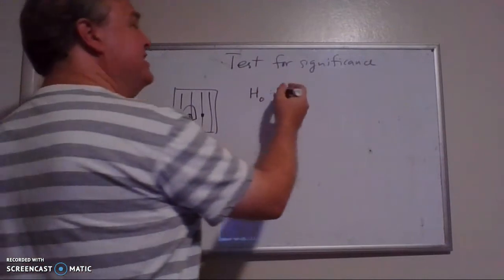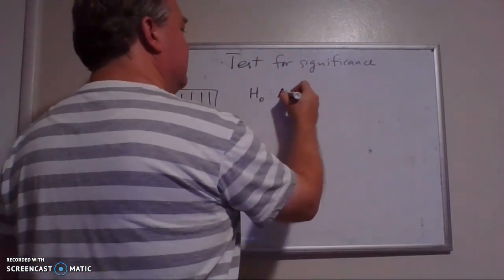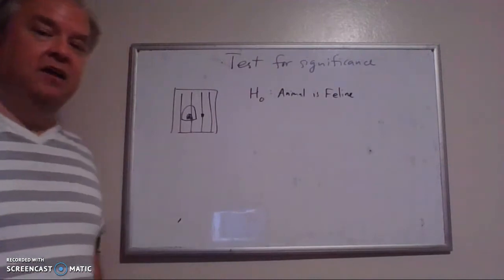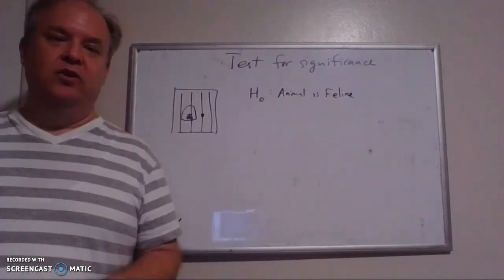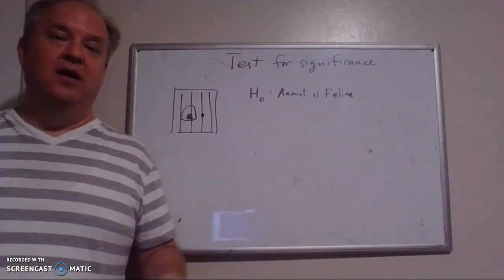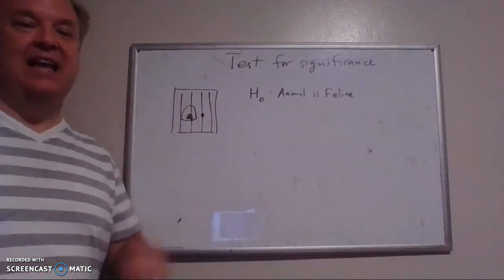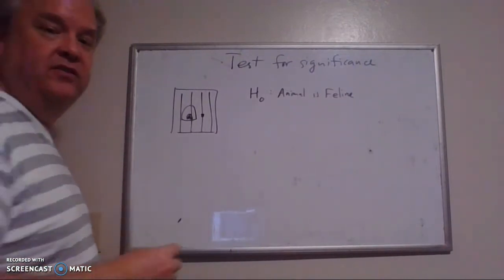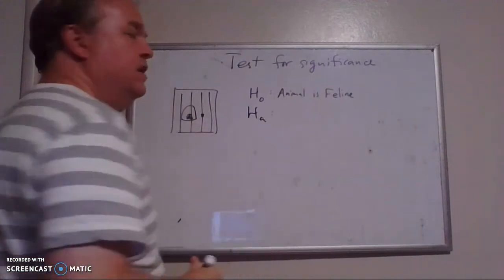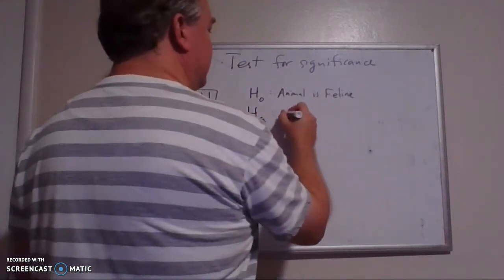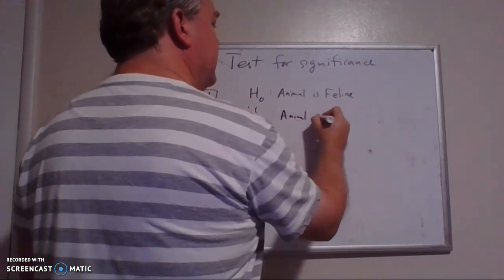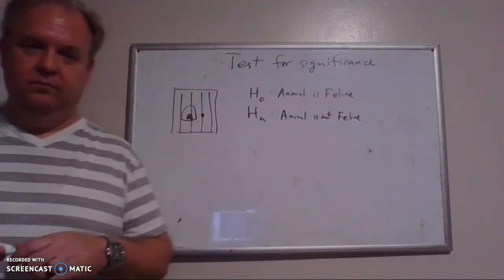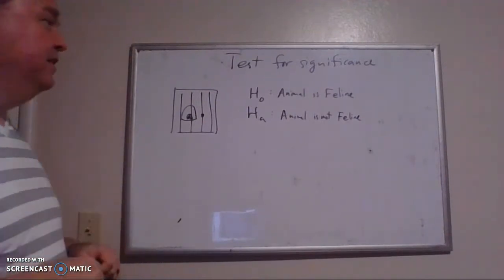So let's say the animal is feline. Feline means cat-like, so like a lion, a tiger, a puma, a bobcat, some kind of cat-like animal. So H naught: the animal is feline. My alternate hypothesis, H A, is that the animal is not feline. All right.